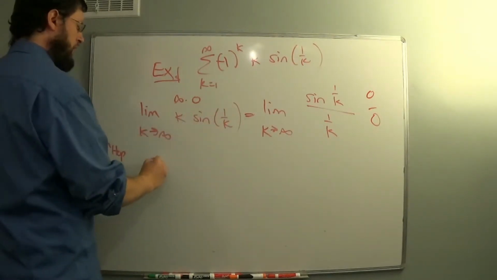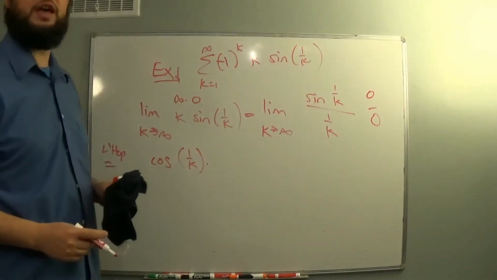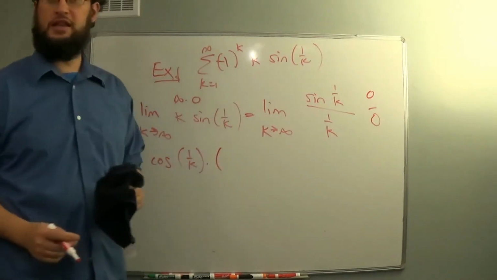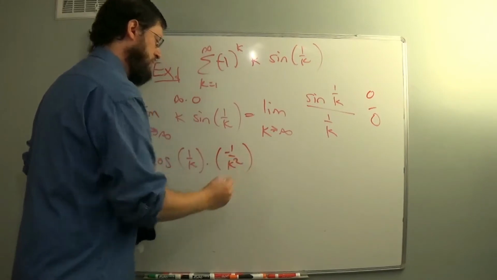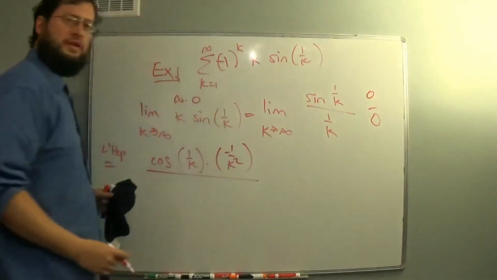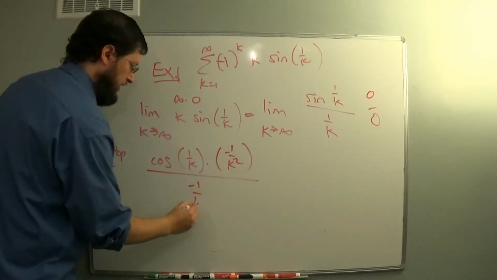The derivative of the numerator is cosine of 1 over k times the derivative of 1 over k. 1 over k is k to the negative 1, so the derivative is negative k to the negative 2, which is negative 1 over k squared. The derivative of the denominator is the derivative of 1 over k. That's just like what we just talked about, so that's negative 1 over k squared.